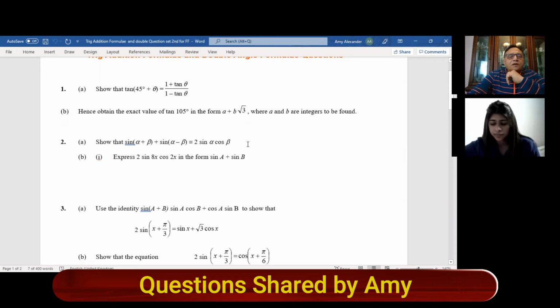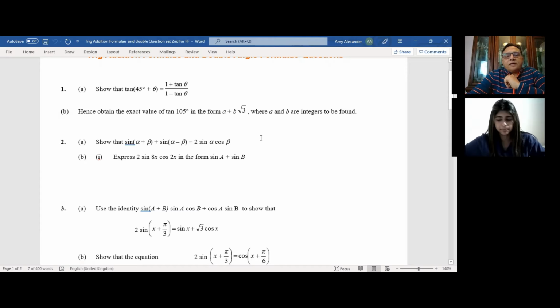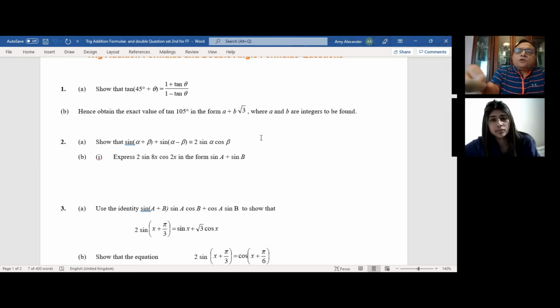Show that tan of 45 plus theta equals 1 plus tan theta over 1 minus tan theta. Hence, obtain the exact value of tan 105 degrees in the form of a plus b square root 3, where a and b are integers to be found. So do you remember the formula for tan A plus B?